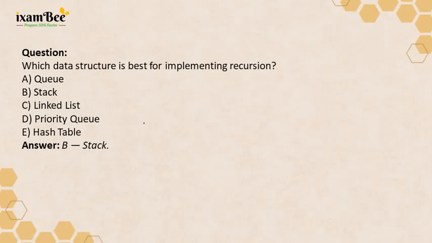Recursion uses a call stack to store the function states, while the queues work in FIFO order, which is not suitable for the recursion process. The linked list can be used to implement the stack, but it is not recursive by default. In case of priority queue and the hash table, they serve a different purpose other than recursion.